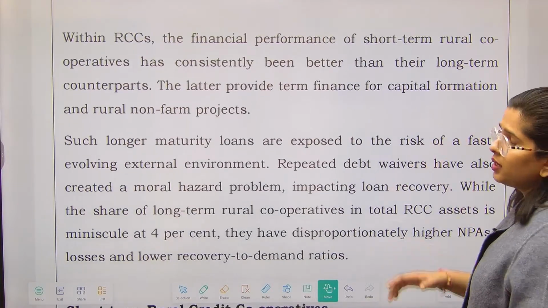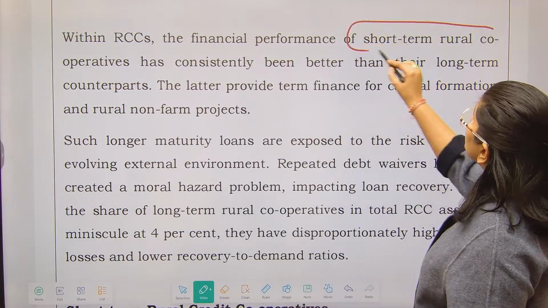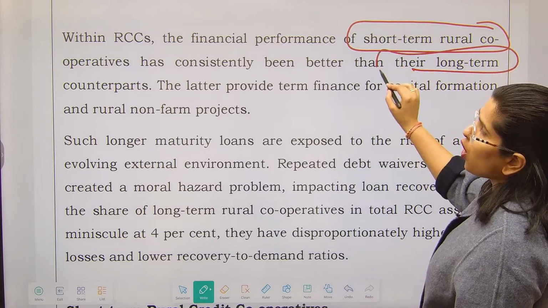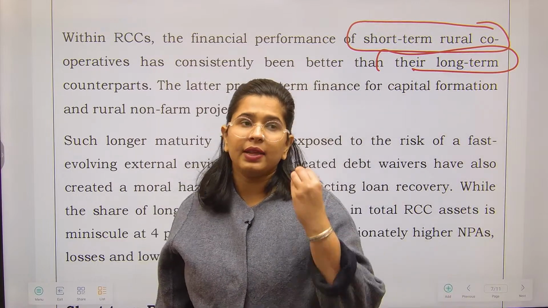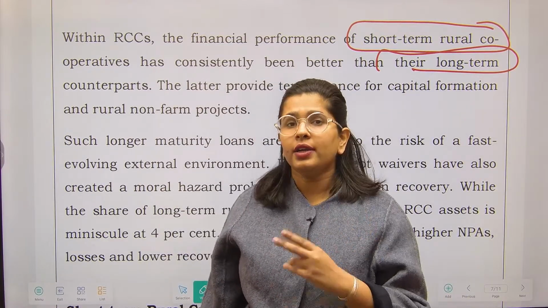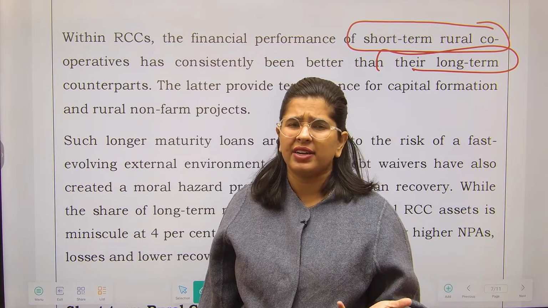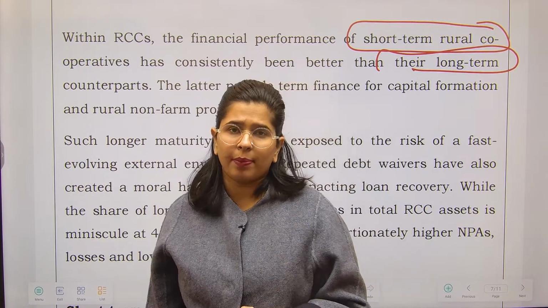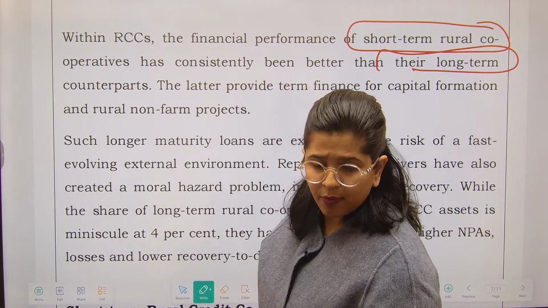Now, within the rural cooperatives, if we see the financial performance of short-term cooperatives, they have been better compared to the long-term counterparts, and that is why we see there are approximately 1,04,000 short-term cooperatives compared to very meager 600 something long-term cooperatives, right? तो number भी rural short-term cooperatives के ज़्यादा हैं as compared to the long-term cooperatives.